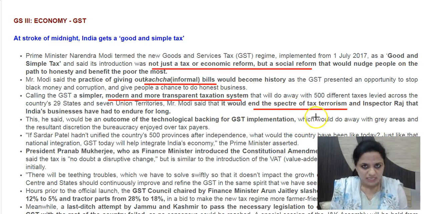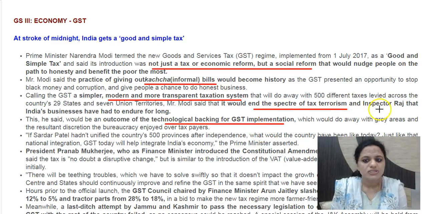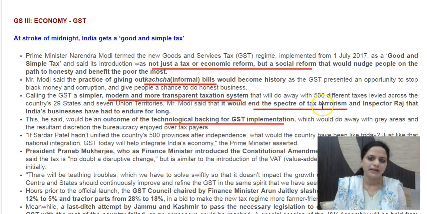So the benefits of GST here: end the specter of tax terrorism and Inspector Raj. And this is because there is a technological backing for GST implementation. What is implied here is the GST network. When you're putting all the information on the IT infrastructure, there is no Inspector Raj or tax terrorism where tax inspectors can come up and make claims. So there's all transparency here.